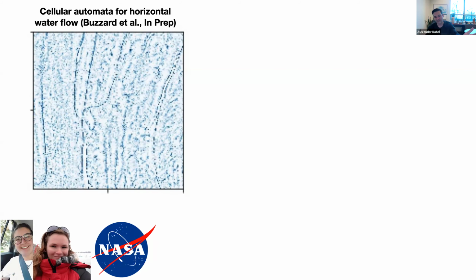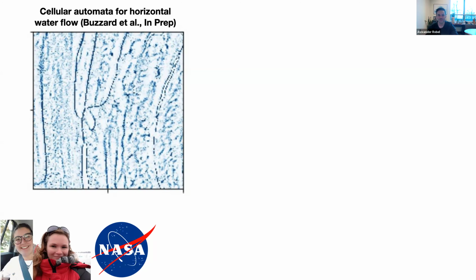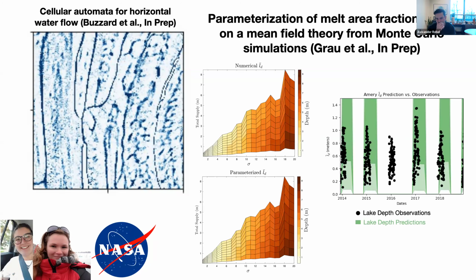So this kind of model is very useful. It's very computationally expensive to run this sort of thing. And in this example here on the left, this is like 100-meter resolution. So very, very high resolution compared to a climate model or something like that.